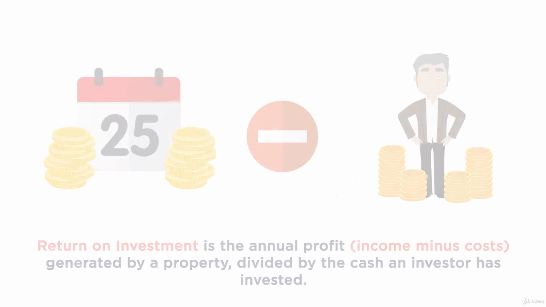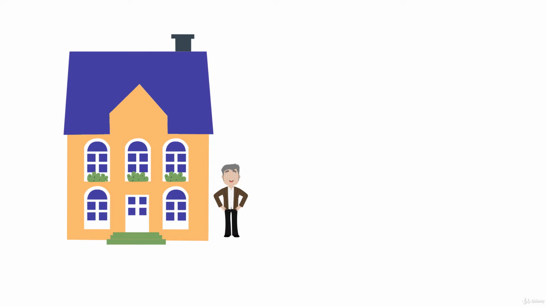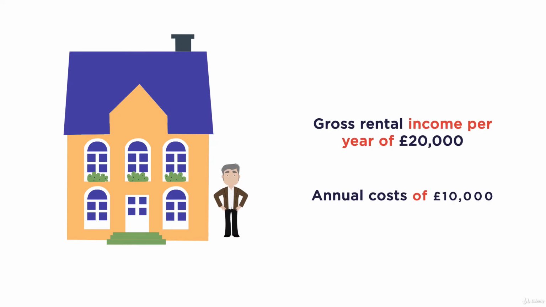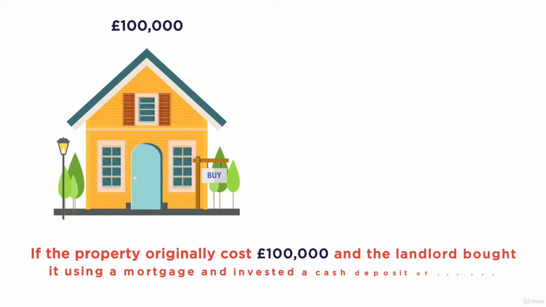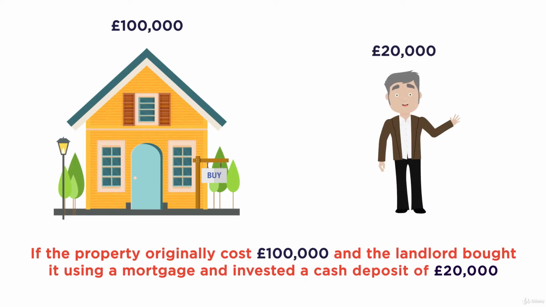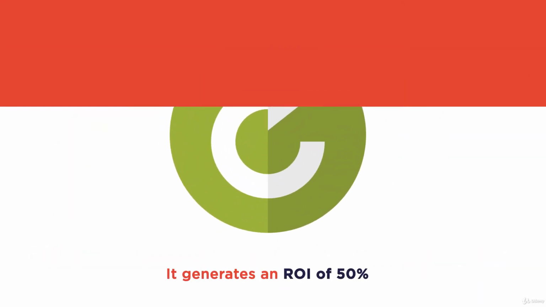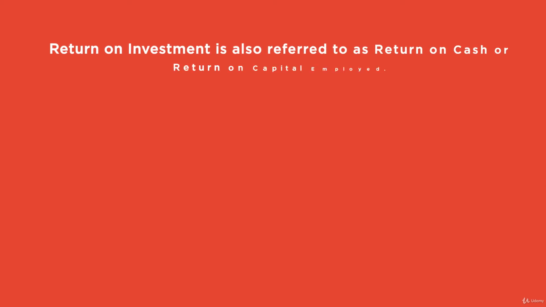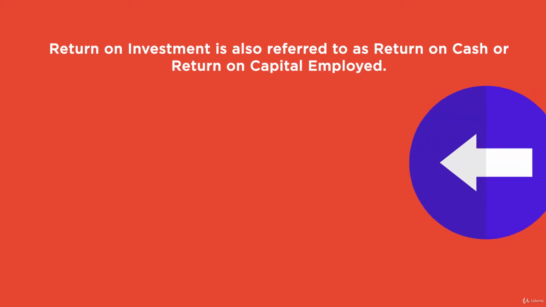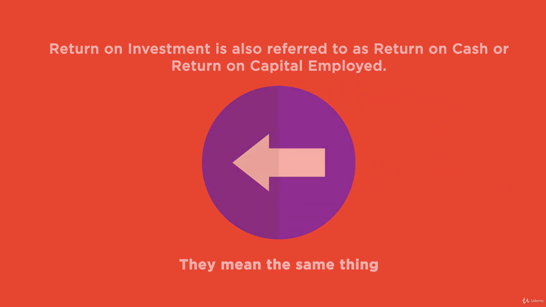For example, a buy-to-let property is tenanted and generates a gross rental income per year of £20,000 with annual costs of £10,000. If the property originally cost £100,000 and the landlord bought it using a mortgage and invested a cash deposit of £20,000, it generates an ROI of 50%. Return on investment is also referred to as return on cash or return on capital employed. They mean the same thing.